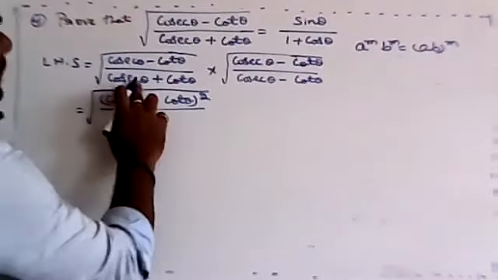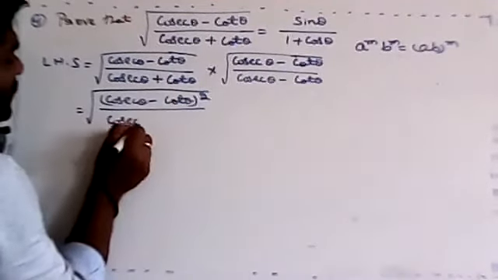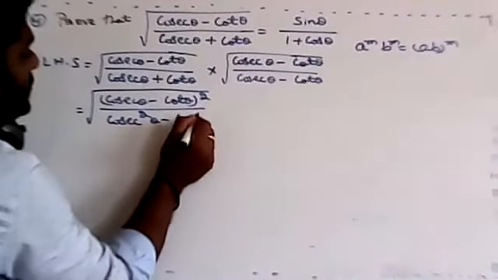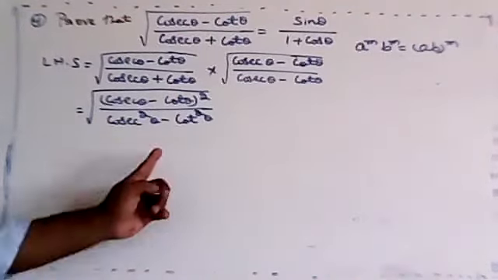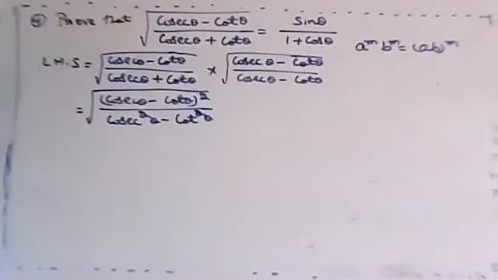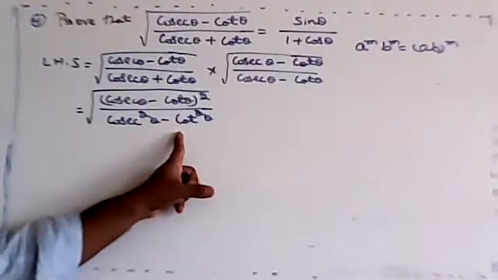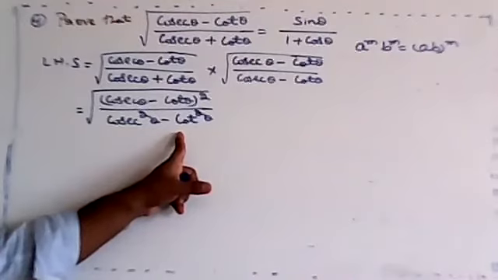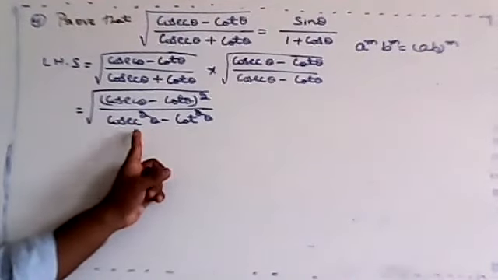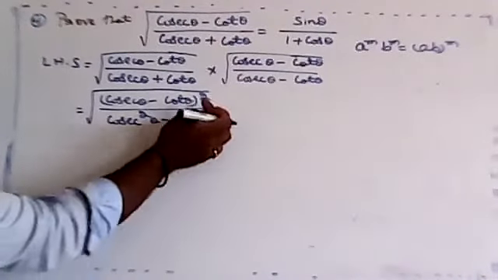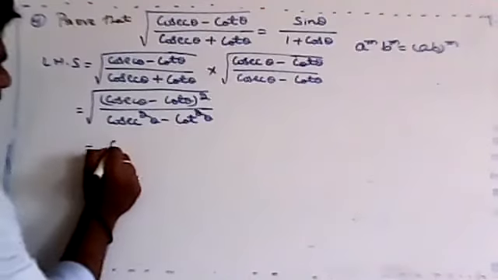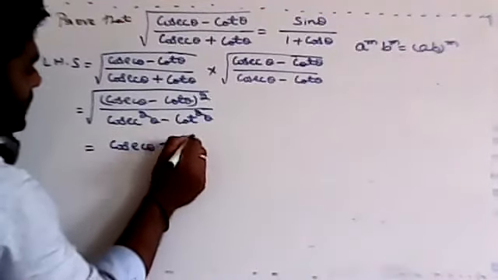next, this one is what? A plus b into a minus b, cosecant square theta minus cot square theta. Correct? Okay. Now, what is cosecant square theta minus cot square theta? Yes, root will cancel, but we have to calculate first this one, no? Correct? Yes, good. Anirudh, cosecant square theta minus cot square theta is 1. Okay, now I'm cancelling root and square. So remaining is what? Cosec theta minus cot theta.